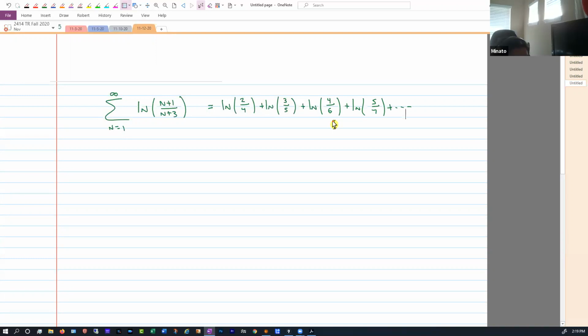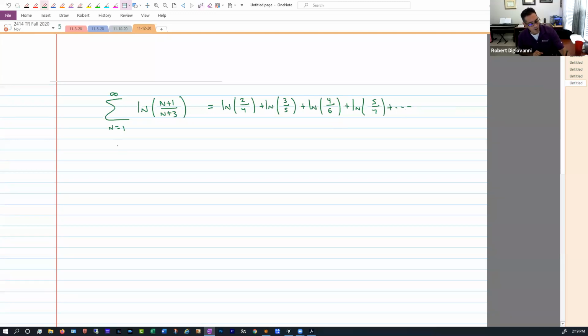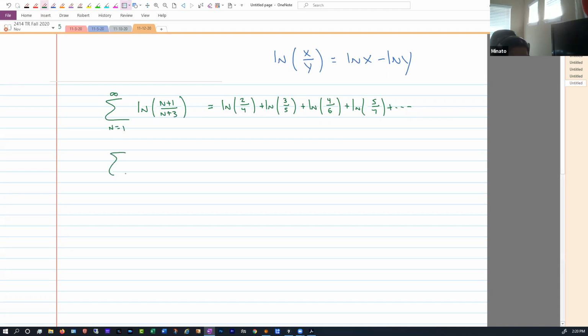Unless you use the rule of natural logs, which is ln of n plus 1 minus ln of n plus 3. So using properties of logs, we learned in college algebra that if you have the natural log of a fraction, you can turn that into natural log of x minus natural log of y. That's a property of logs. But my question is, would you have to rewrite the sum? Like, for ln x, would you have to write a sum, and for ln y, would you have to write a sum?